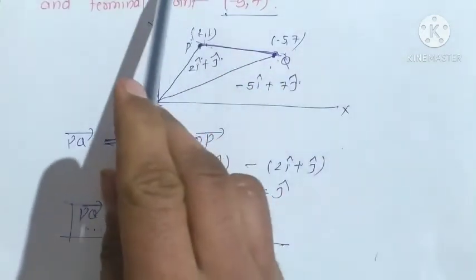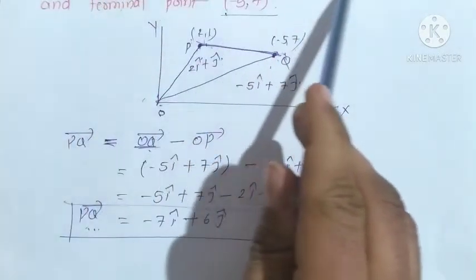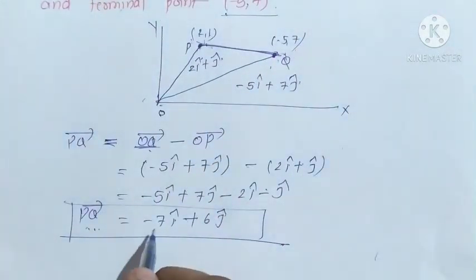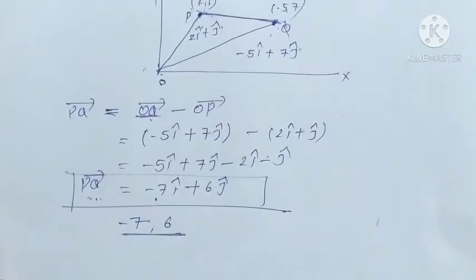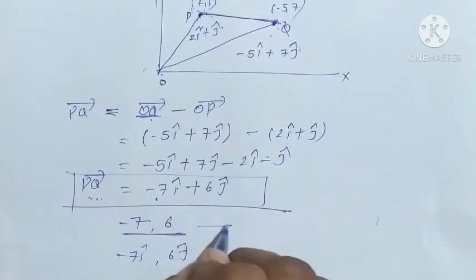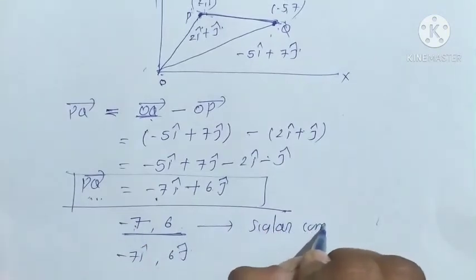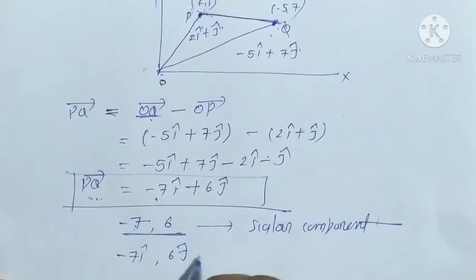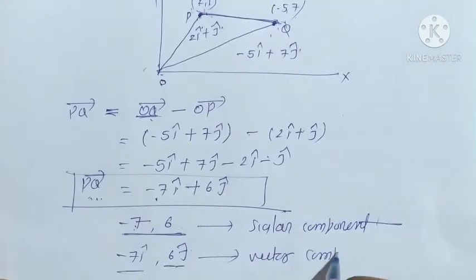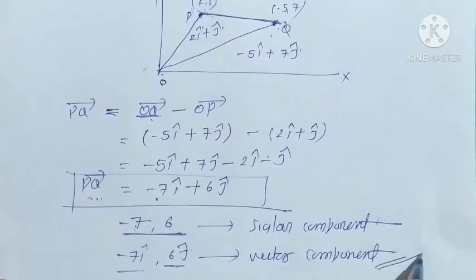So in the question we have to find the scalar and vector components. The scalar components are -7 and 6, and their vector components are -7i and 6j. These are the scalar components of this vector, and these are the vector components of this vector.